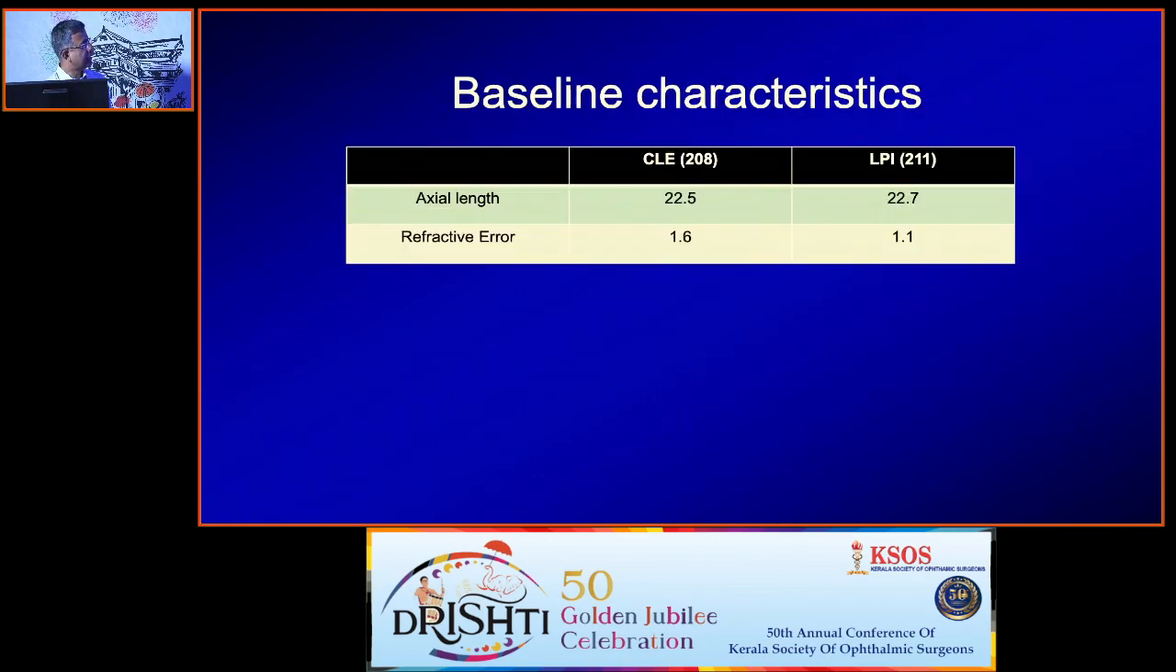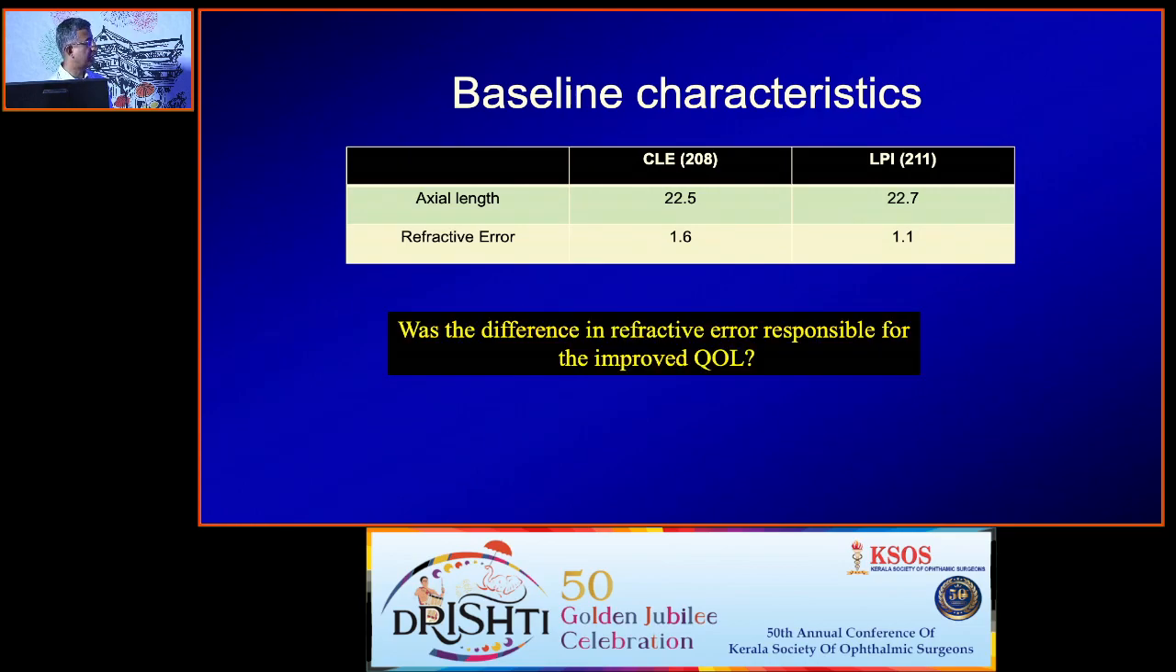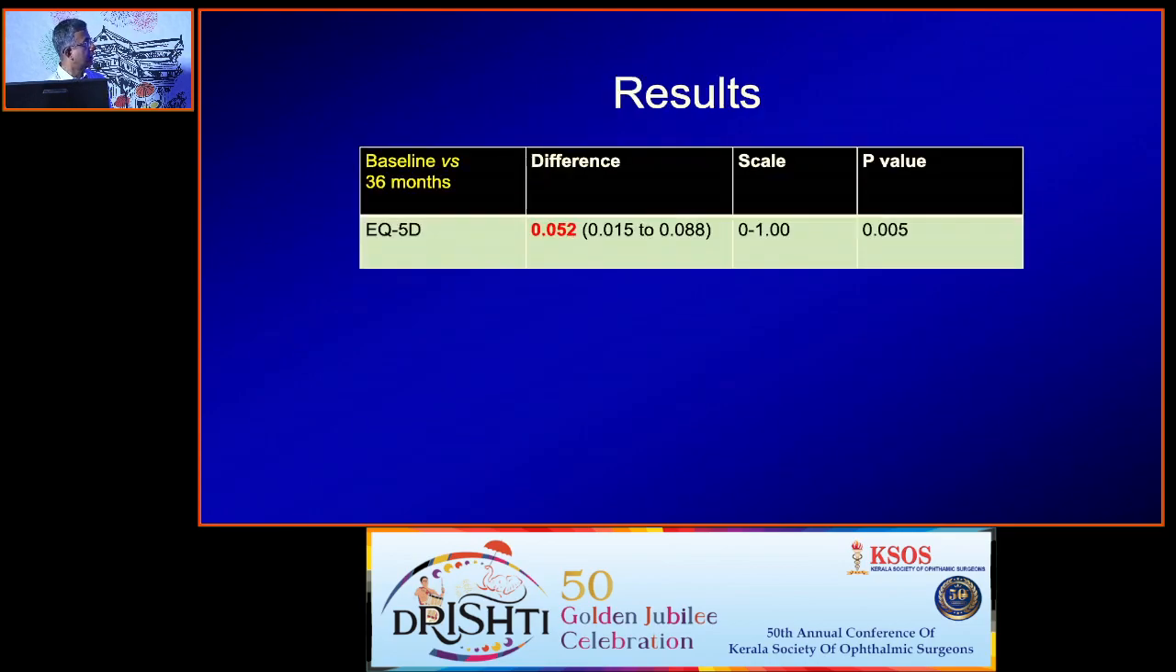In terms of the baseline characteristics, if you compare the clear lens extraction versus the LPI group, axial lengths were marginally lower, but there were significantly higher refractive errors in terms of hyperopia in the clear lens extraction group. So whether clear lens extraction removal of hyperopia improved quality of life is a question that has not been answered. Second question is, what is the relevance of a 5% difference in quality of life?